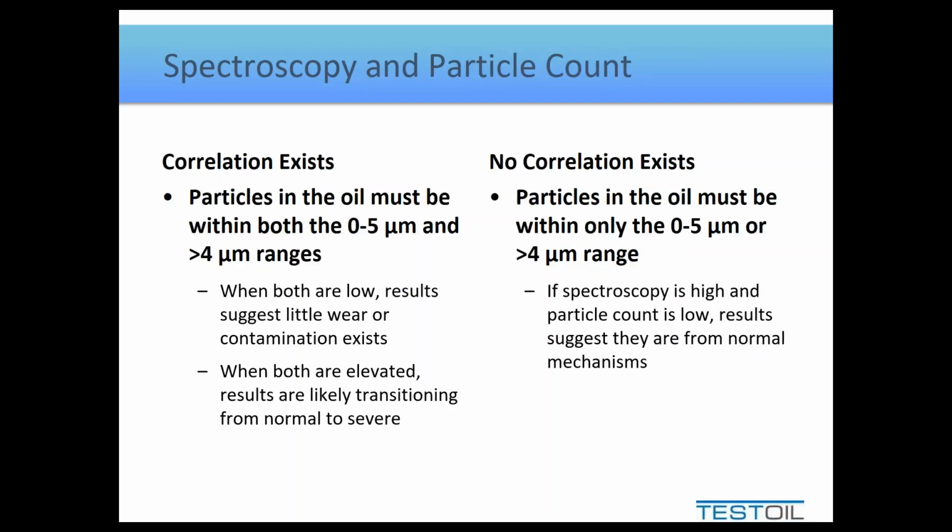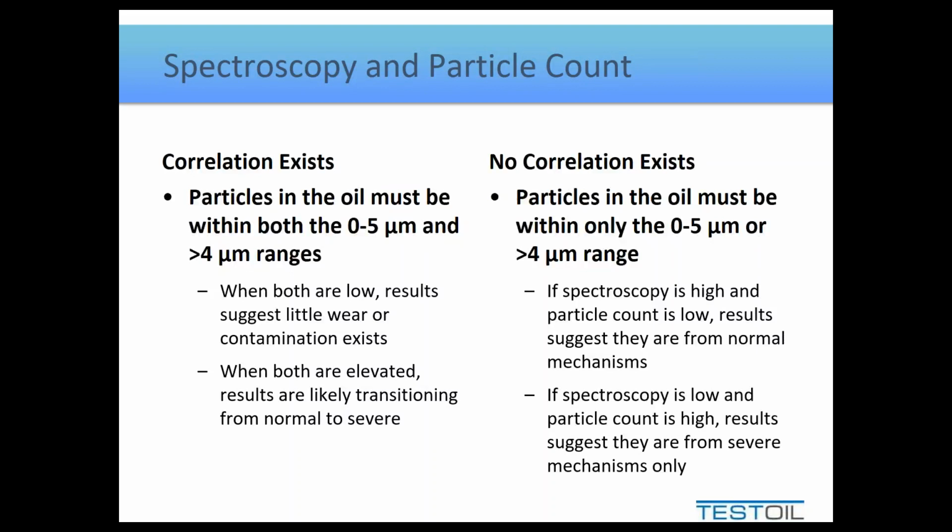If we just have high spectroscopy but low particle count, then we're dealing with mostly normal wear mechanisms, normal contamination. If it's the opposite though, and the spectroscopy is low but the particle count is quite high, then the suggestion is that we must have very large particulate present, and therefore it's either severe contamination or severe wear particles being generated. So that's sort of how the teeter-totter goes back and forth, right? Both lows probably okay, both high indicates the transition period. One high versus the other one being low can indicate either extreme.